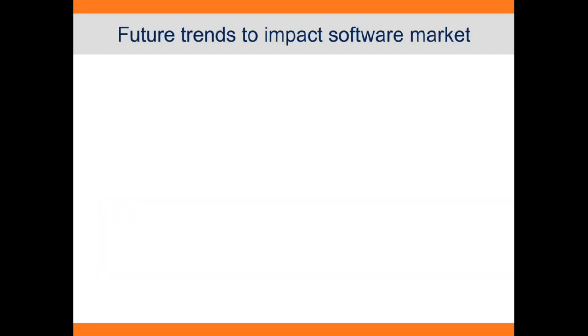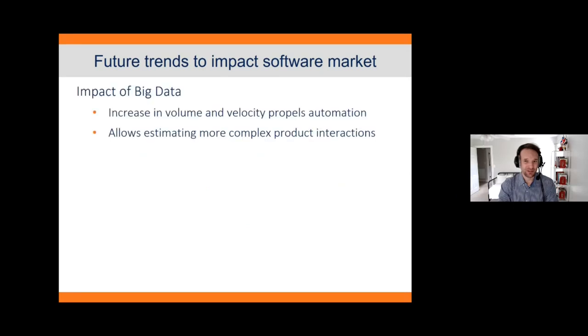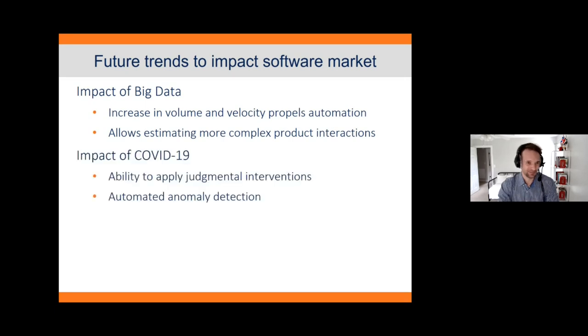And what are the trends that impact the software market? I think one item clearly that is still running there is big data. We have an increase in volume and velocity, and that requires more automation. And also because we have more data, it allows more complex models. We can use product interactions, for instance. We can try to search a massive data set for leading indicators and so on. So I think this enables a lot, but also requires a lot more on the machine learning side and the ability to scale the entire process.